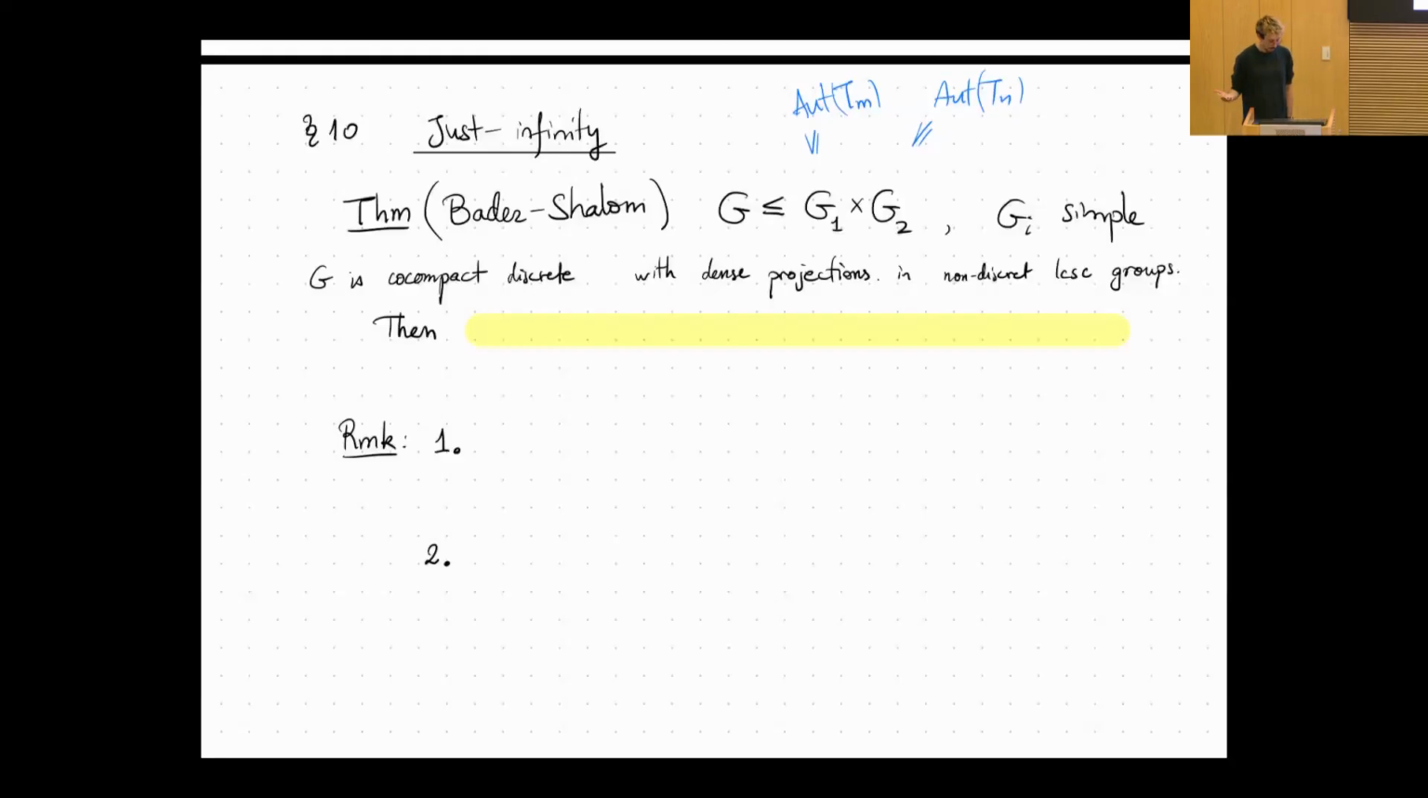Okay? So what I'm hiding under the rug is that G1 and G2 have topology. They're not just groups, they're topological groups. Okay? And when I have this discrete subgroup G inside this thing, I want also to assume that the quotient G1 times G2 mod G is compact. Okay, that's the first part of the sentence. And I want to assume that when I project G to G1 and to G2, I get something with a dense image. Okay? Yeah, then we get that G is just infinite.